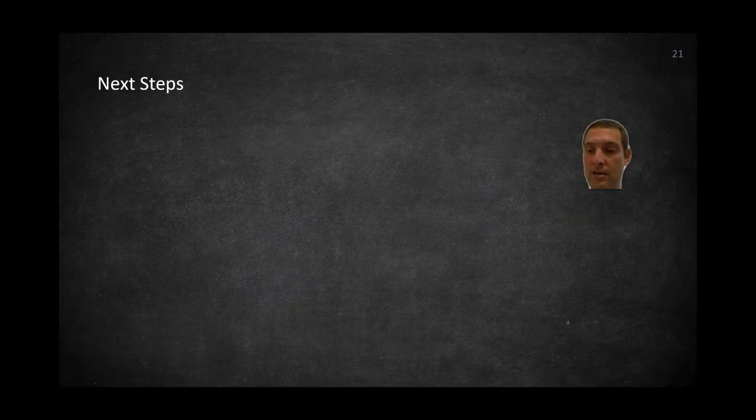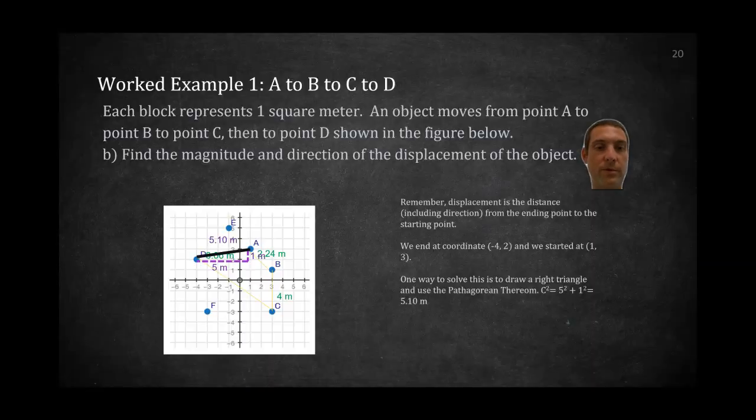We know that the direction is positive because it's moving up and to the right, and both of those are positive, so we can just leave it as 5.1 meters. We can say the displacement is 5.1 meters south of west, because our ending point is south and west of where we started.